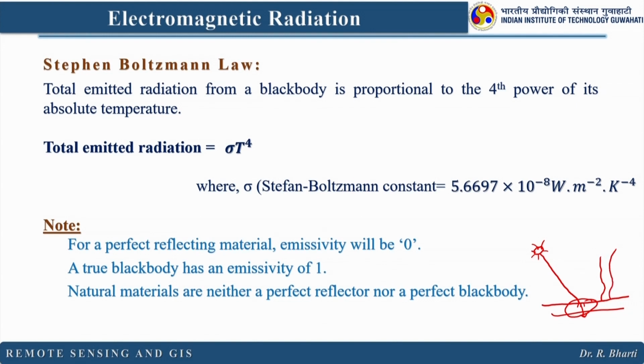Then the next point is, natural materials are neither a perfect reflector nor a perfect black body, because in nature a perfect reflecting material and a true black body are theoretical concepts. We don't have anything on our surface or on any other planets known so far that are not grey bodies. So they can reflect some amount of light and they can also absorb some amount of energy, right?